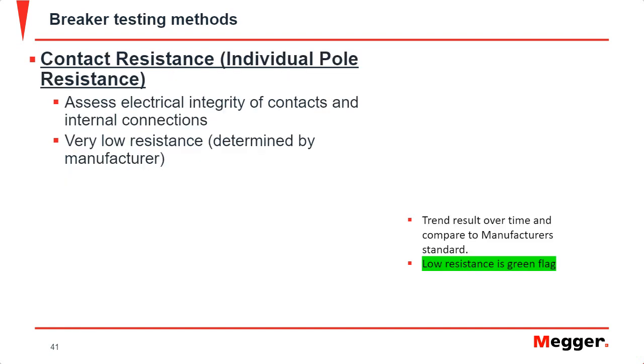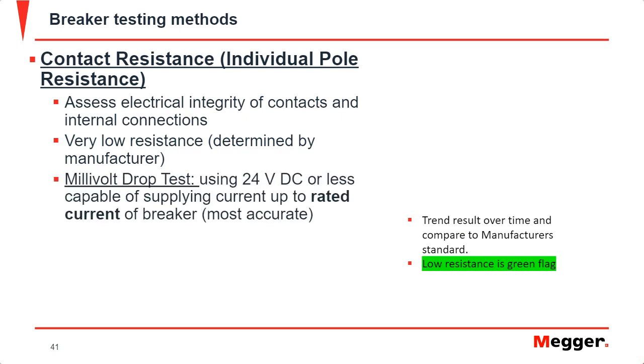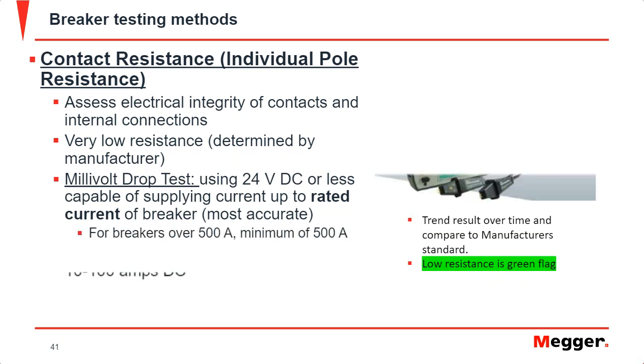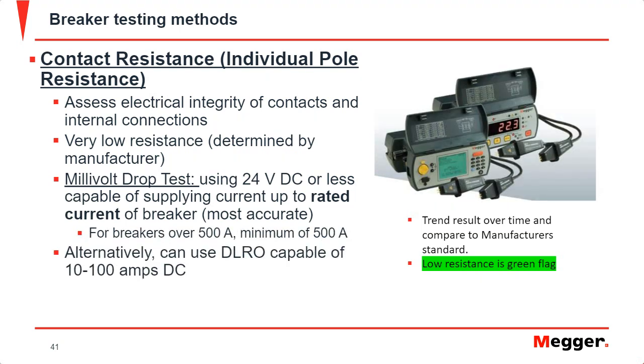Another test that we mentioned is contact resistance, or individual pole resistance. Again, this is checking the integrity of the contacts and your internal connections. When doing this, you want to make sure that you have a low resistance, which is typically determined by the breaker manufacturer. They'll tell you in the manual what to expect in regards to resistance value for the contacts. The lower resistance, the better. Again, you want to allow an ideal path for current to flow through. You don't want much resistance, so you can get the correct current flowing through the breaker.